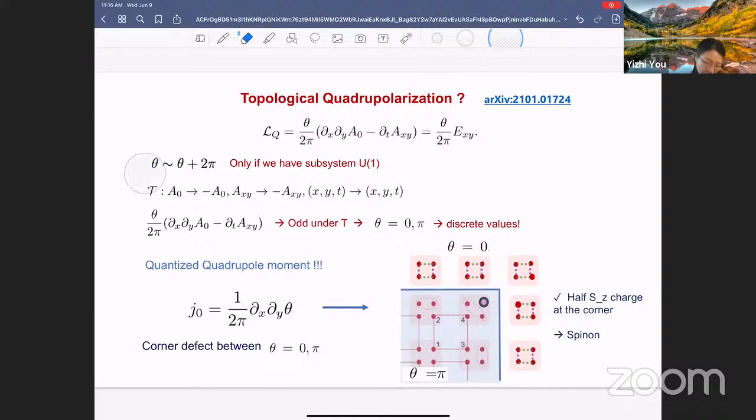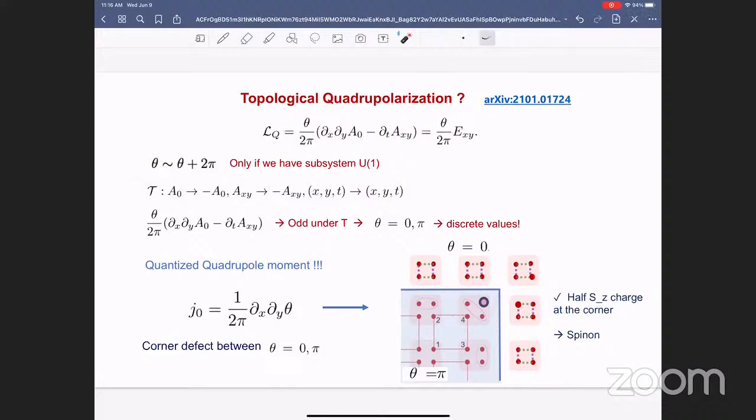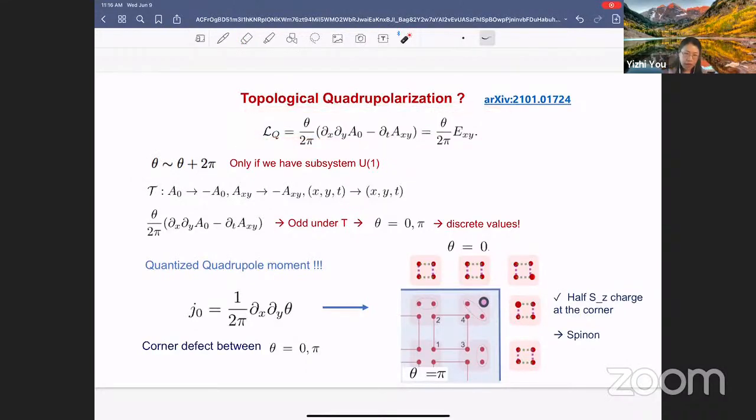Why is it periodic? This term is a total derivative term. If we have periodic boundary conditions, then I can throw in a large gauge transformation for the subsystem U(1) symmetry and see how the action changes under such flux insertion. And remember, because it's a subsystem symmetry, in principle I can only throw a 2 pi flux on a specific row without touching the others.